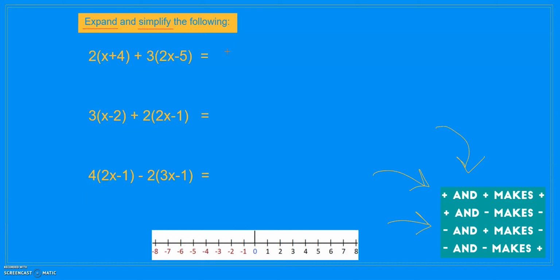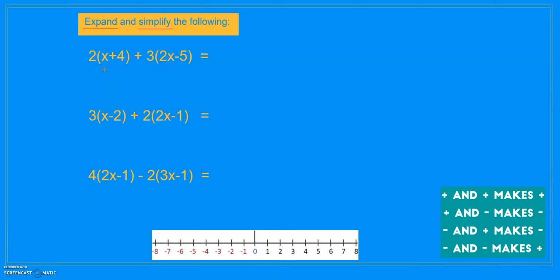So if you just remember that plus and plus equals plus, plus and minus equals minus, and minus and minus equals plus, and this just applies to everything that we're going to be doing. So it'll literally be your holy grail. So just remember that and it'll save your life.